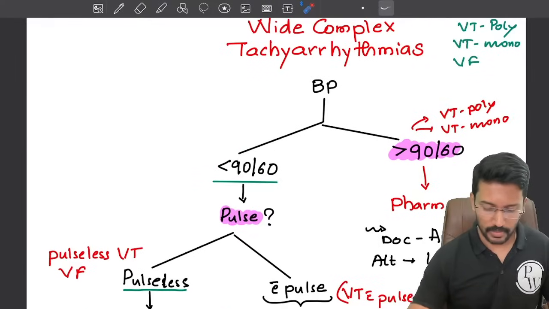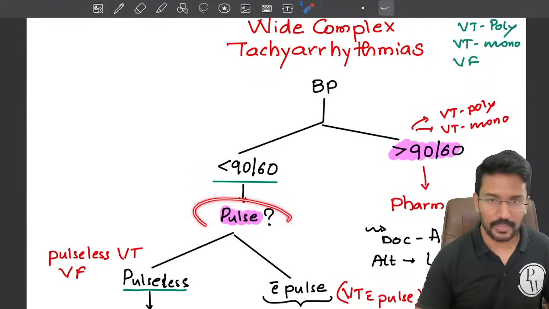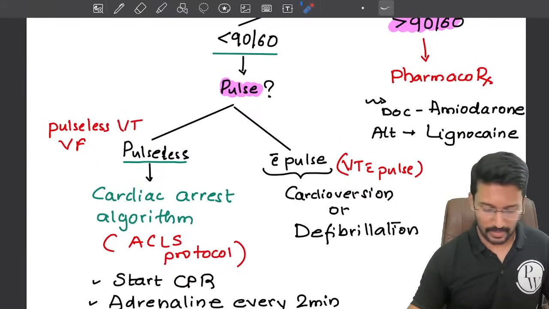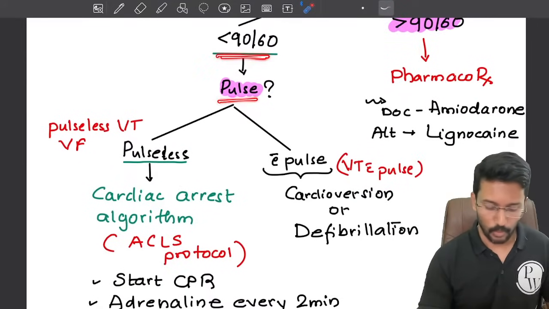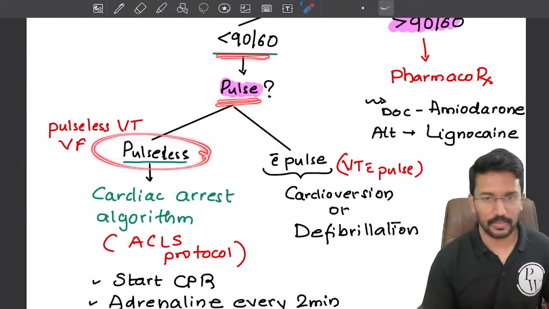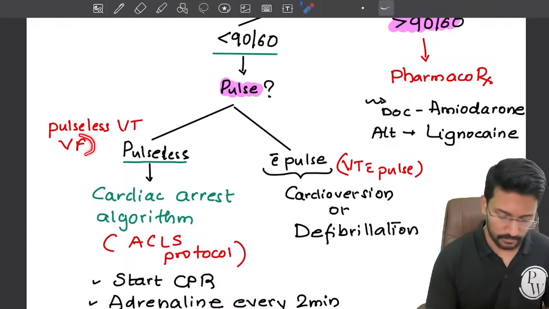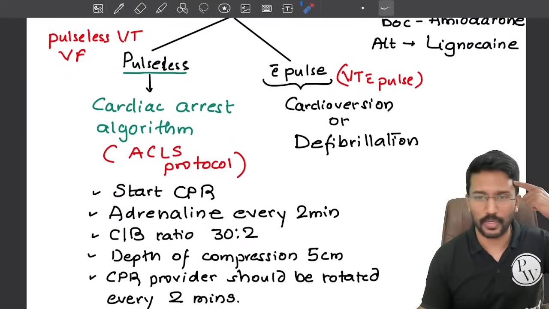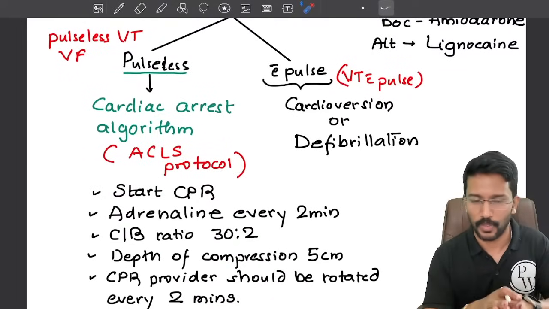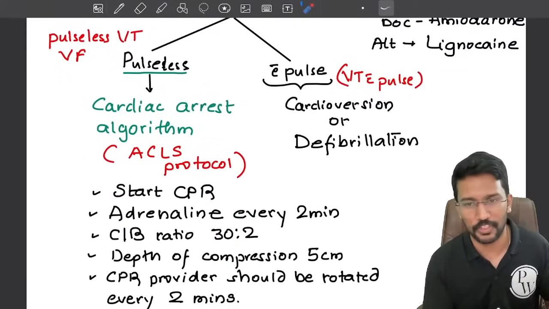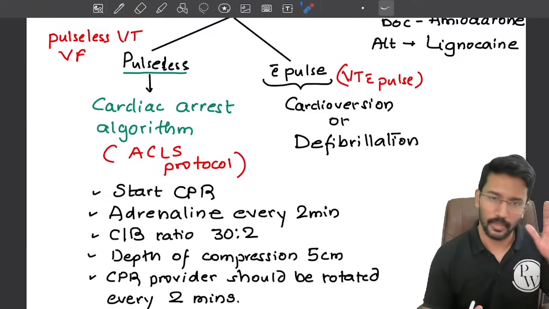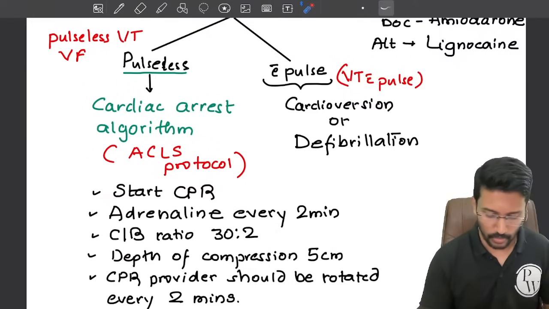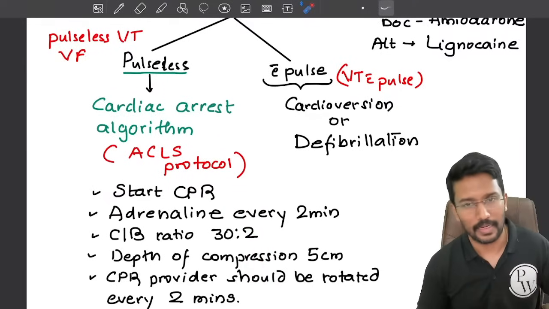Now in a wide complex tachycardia, if the patient is pulseless, if the BP is less than 90/60, look at the pulse. If it is pulseless, it can be either because of VF or it could be a VT without pulse. In those cases, there is no pulse, meaning the brain is not getting blood. So the first thing is start CPR and follow all that you have learned from anesthesia about the ACLS protocol. Follow that for the CPR. All these are important MCQ points indeed.